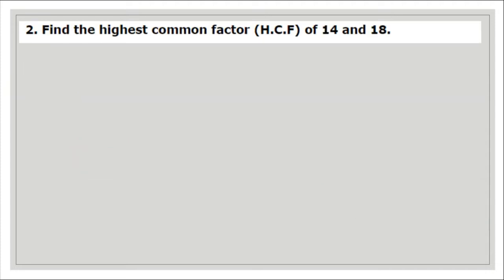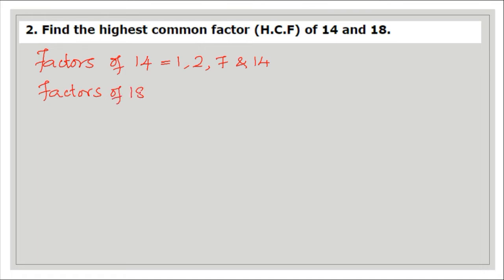Let us see one more example. Find the highest common factor of 14 and 18. First let me write the factors of 14. The factors of 14 are 1, 2, 7 and 14. And the factors of 18 are 1, 2, 3, 6, 9 and 18.